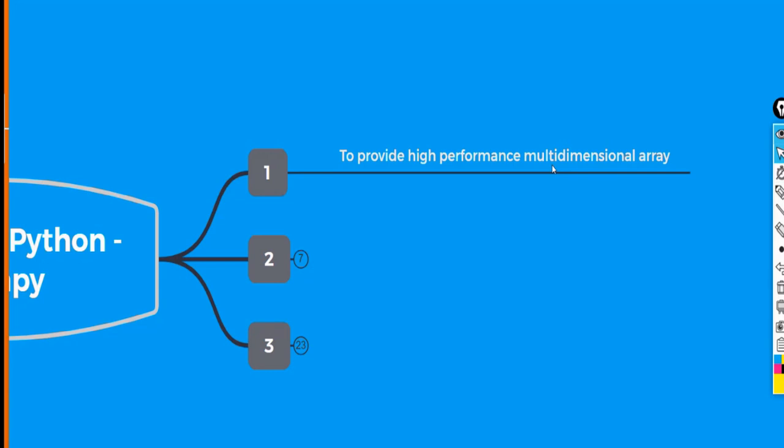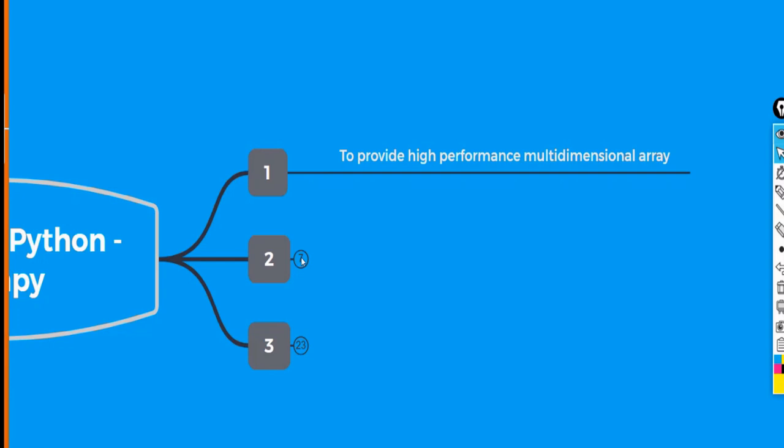We can use the same thing in a list, but when you are doing it in the list, it will be much more complicated, time consuming, and it will take a lot of memory as well. So to avoid all these things, we are going for this NumPy library, which is built from the C programming language. So it will be much faster when compared to a normal list. We will see the comparison of NumPy and list.